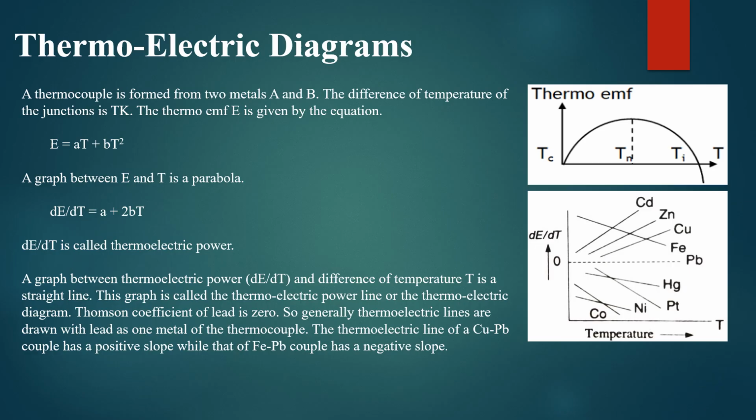We all know that the Thomson coefficient of lead is 0. So generally, thermoelectric lines are drawn with lead as one of the metals of the thermocouple. The thermoelectric line of a copper-lead couple has a positive slope, while that of iron and lead has a negative slope.